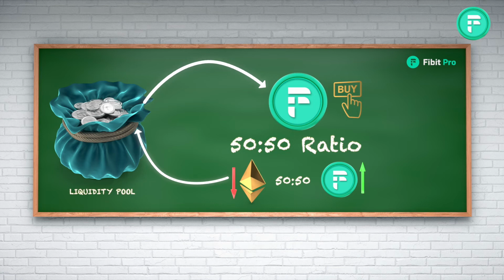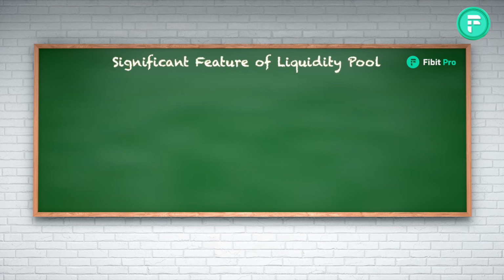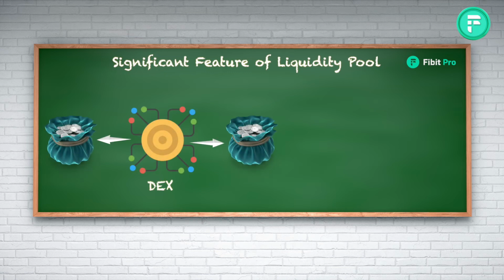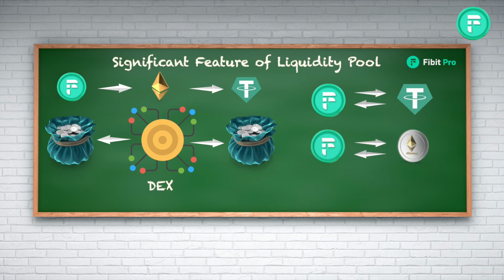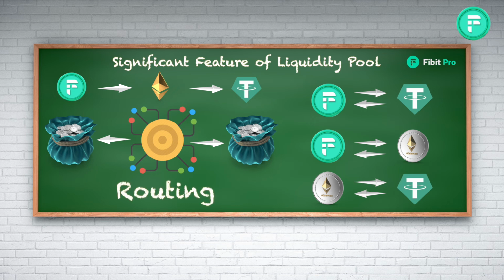One thing to keep in mind while using a liquidity pool is that every transaction has fees, which are a very small percentage of each of your trades. One of the most significant and effective features of liquidity pools is that most decentralized exchanges connect two liquidity pools together and enable direct trades between, for example, Fibit and Tether tokens. If you tell them that you have Fibit tokens and want to purchase Tether tokens, the decentralized exchange will carry out two swaps. It effectively exchanges your Fibit tokens for Tether tokens by converting Fibit tokens to Ethereum and then Ethereum tokens to Tether tokens. It's called routing and it's very powerful.